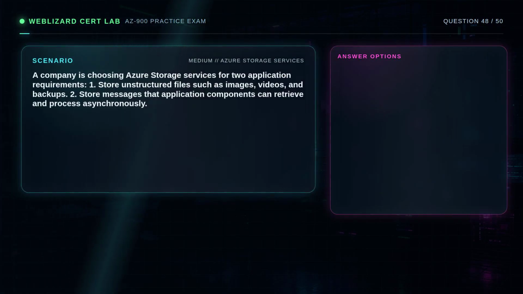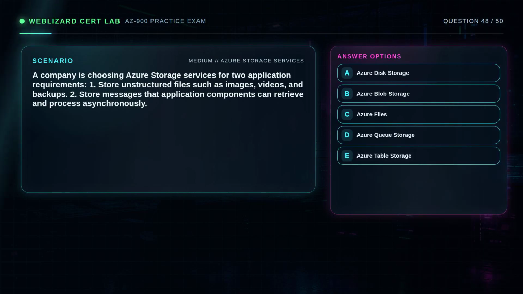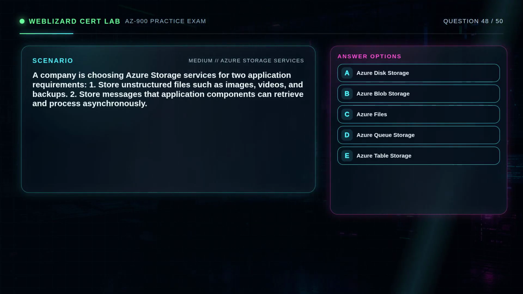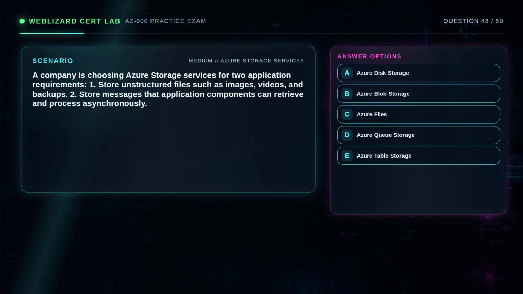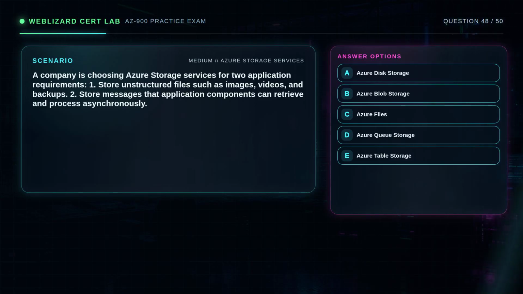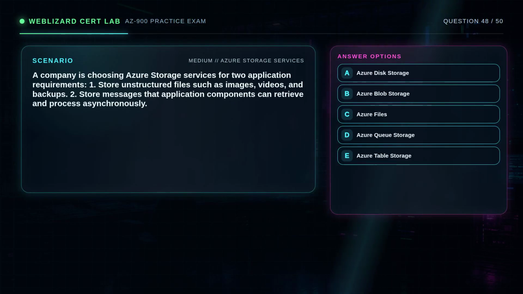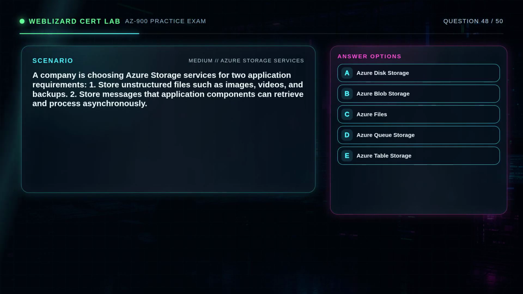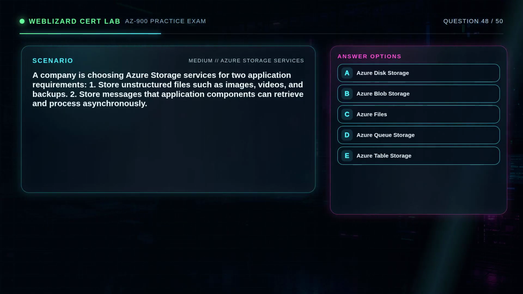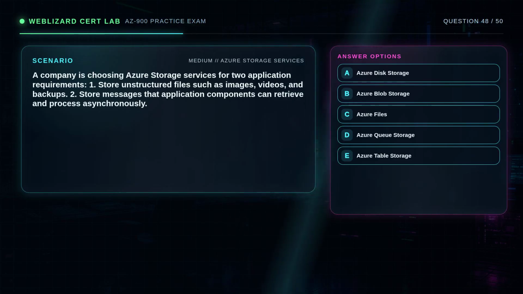Question 48. A company is choosing Azure Storage Services for two application requirements. 1. Store unstructured files such as images, videos, and backups. 2. Store messages that application components can retrieve and process asynchronously. A. Azure Disk Storage. B. Azure Blob Storage. C. Azure Files. D. Azure Queue Storage. E. Azure Table Storage.